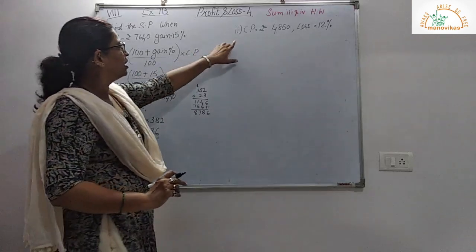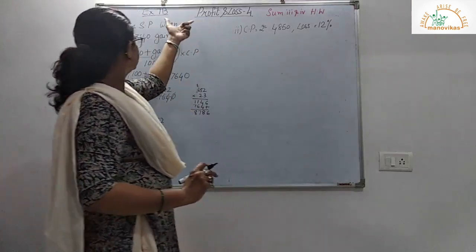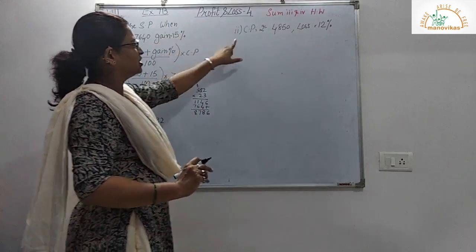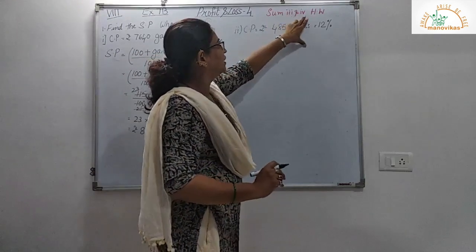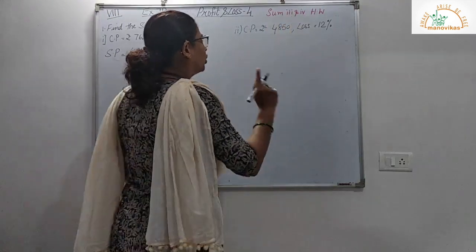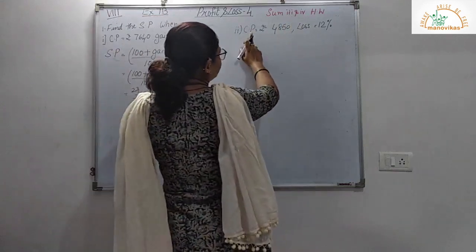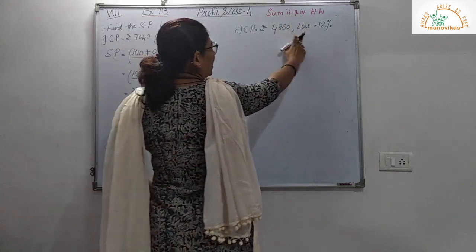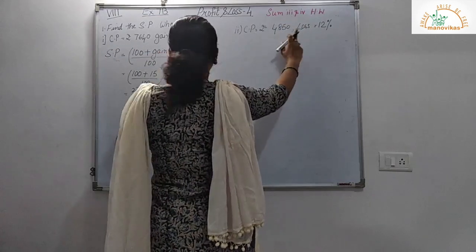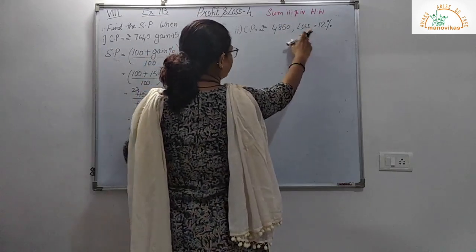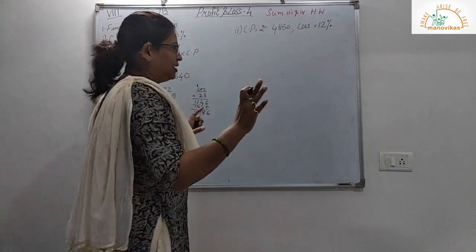Now moving on to the second sum over here. In this sub question 1, I'm doing the first and the second sum. The third and the fourth sum you can try out for homework. Here also the cost price is given and the loss percent is given, right? Here gain was given, here loss percent is given, and we are told to find the selling price.